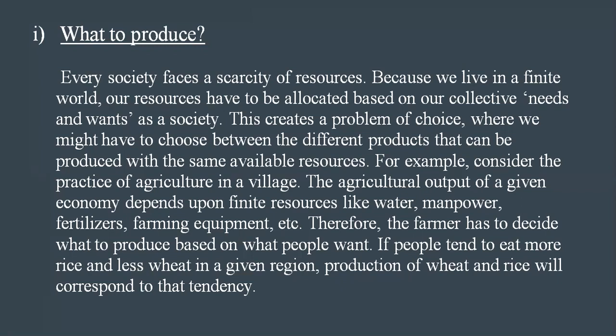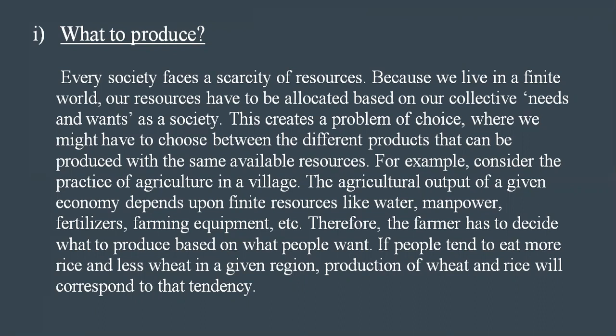So, what to produce? Every society faces a scarcity of resources. Because we live in a finite world, our resources have to be allocated based on our collective needs and wants as a society. We have certain needs and wants that we need to fulfill, and resources are limited. This creates a problem of choice, where we might have to choose between the different products that can be produced with the same available resources.